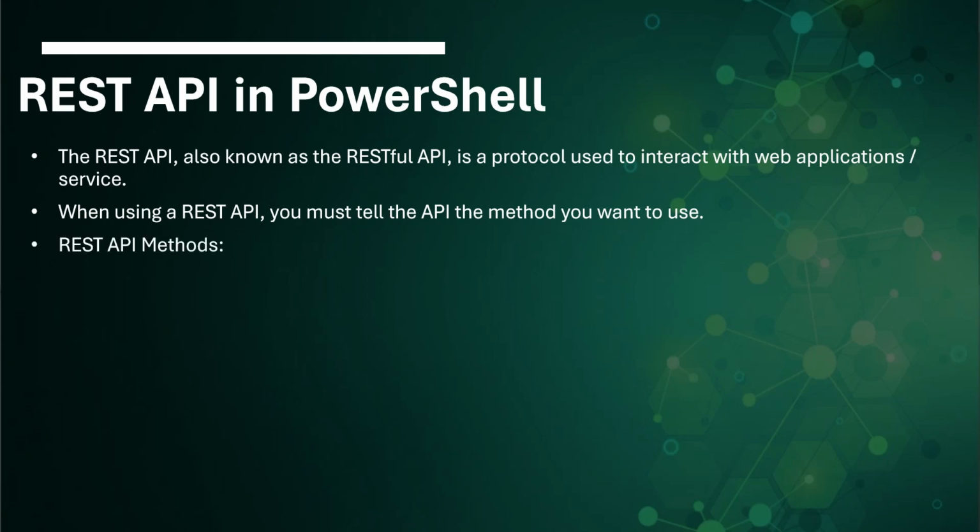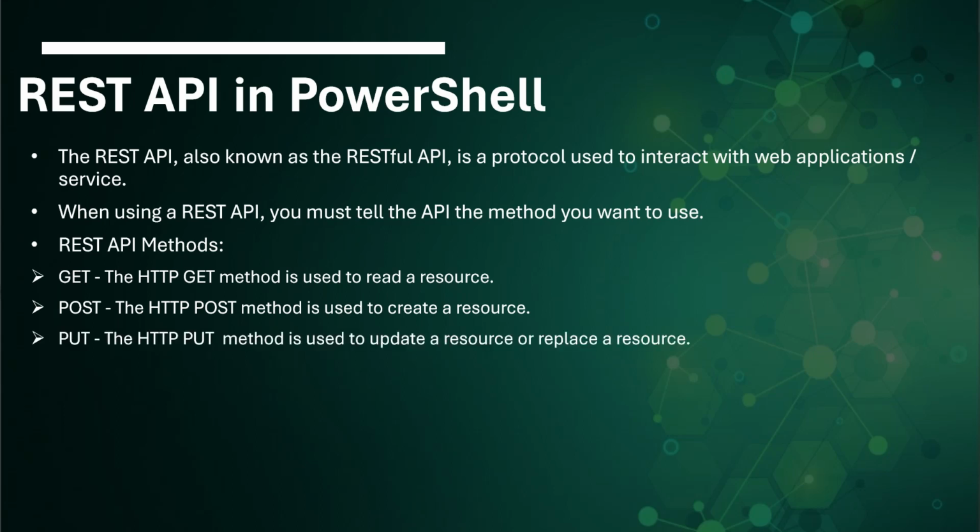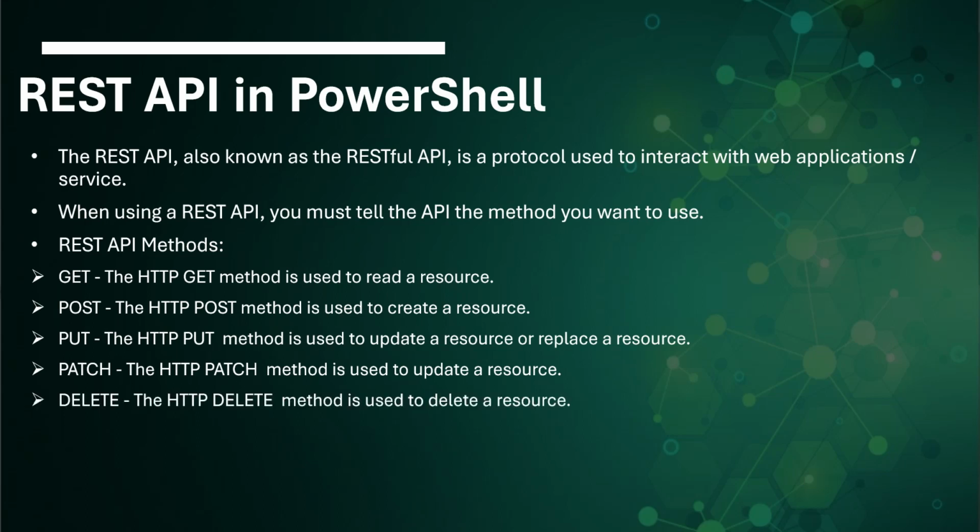Let's take a look at the methods of the API. First is the GET method. The HTTP GET method is used to read a resource. Post. The HTTP POST method is used to create a resource. Put. The HTTP PUT method is used to update a resource or replace a resource. The HTTP PATCH is used to update a resource. And finally, we have DELETE. The HTTP DELETE is used to delete a resource.